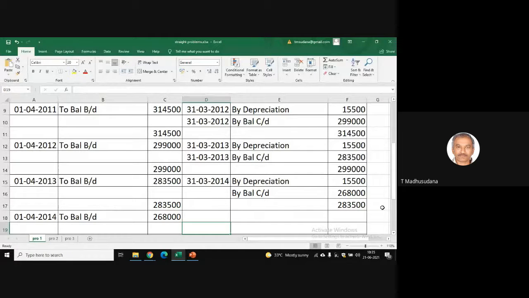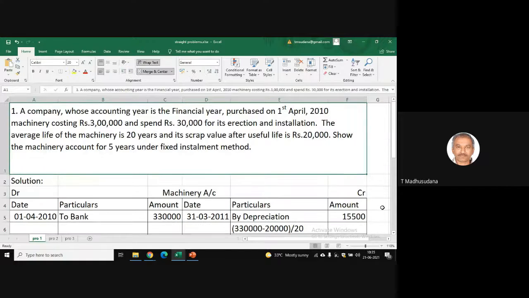How many years we have to prepare for the asset account? 20? That is only 5 years, not 20 years. Life of the asset is 20 years. You just see the problem. The average life of the machinery is 20 years. But you are not required to prepare the asset account for 20 years. You are requested to prepare only 5 years. You just show the machinery account for 5 years. Therefore, you need not prepare for 20 years. Only 5 years you have to show the asset account. Okay.